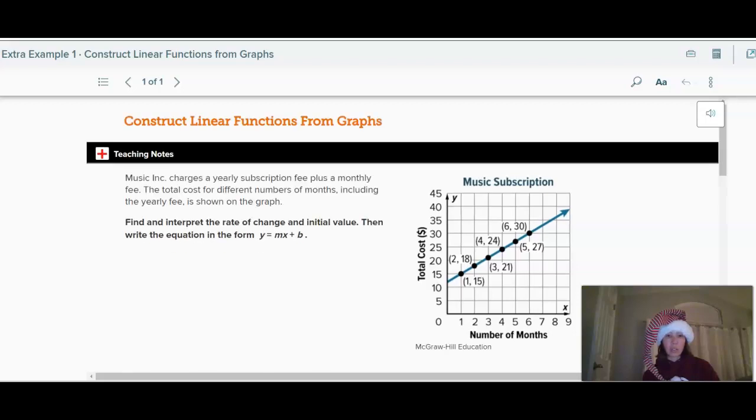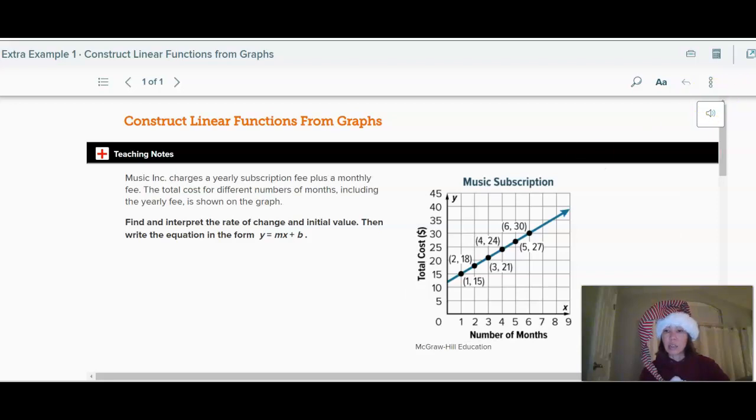So this one's not in your book, so you can just follow along. Music Inc. charges a yearly subscription fee plus a monthly fee. The total cost for the different number of months, including the yearly fee, is shown on the graph. So for 0 months, the initial fee, our yearly subscription fee, you can see is kind of between 10 and 15. And then for 1 month, your total cost is $15, 2 months, $18, and so on and so forth. So make sure you understand what each of those things represents.